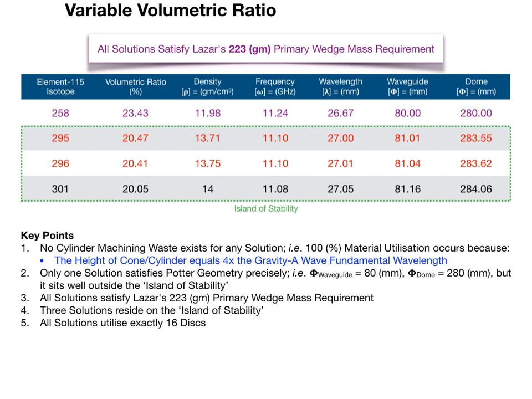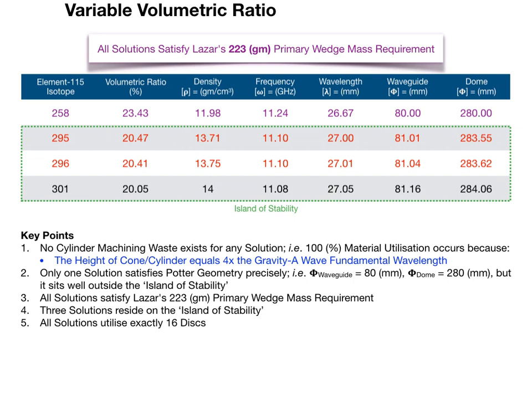Please refer to the manufacturing process diagram on slide 2 to refresh your memory of how this works. Number 2, only one solution satisfies Potter geometry precisely, but it sits well outside the island of stability. Number 3, all solutions satisfy Lazar's 223 gram primary wedge mass requirement. Number 4, 3 solutions reside on the island of stability. And number 5, all solutions utilise exactly 16 discs.